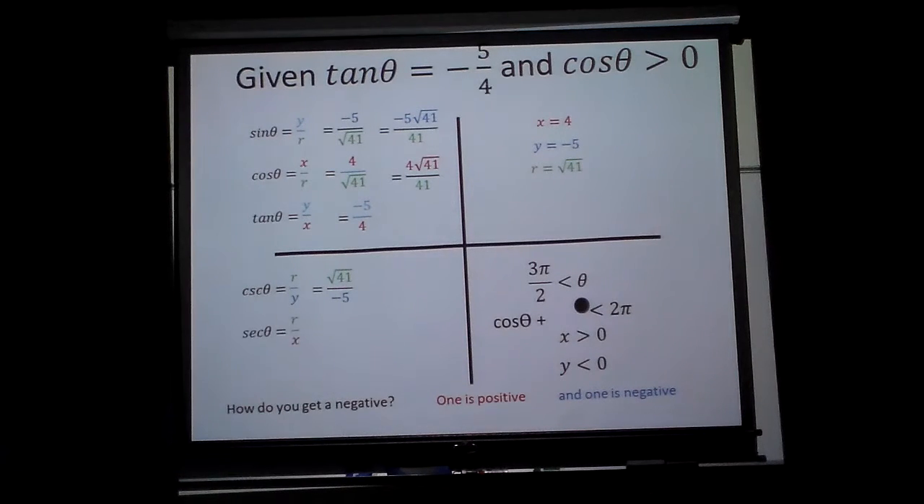So what do you think secant's going to be? Well, it's going to be that one flipped, square root of 41 over 4. And then cotangent will be what? The same thing, just those flipped right there. But the key to it was recognizing which letter is negative and which letter is positive based on the information they give you right there.